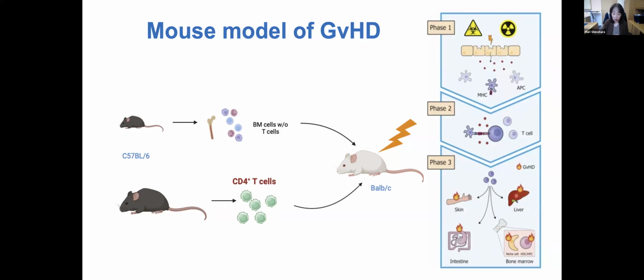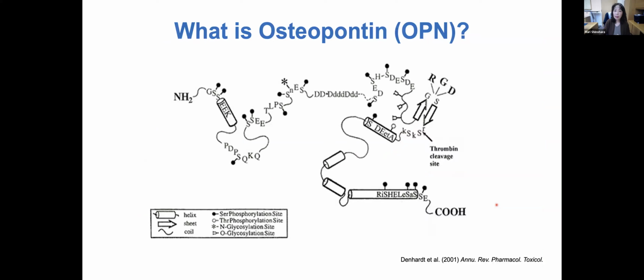And then we can see the inflammation, and then also even further damages of those organs by GvHD. So this is our model. Now let's switch to Osteopontin. Just wanted to introduce our favorite molecule, Osteopontin.